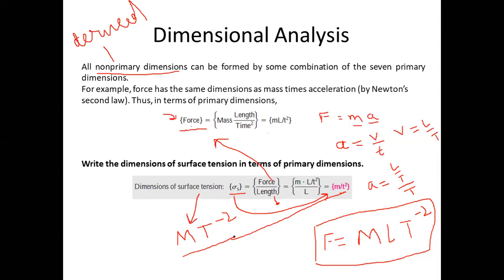You know the unit of surface tension is Newton per meter. But Newton is not a fundamental unit. Newton depends upon mass into acceleration. So if you rewrite Newton into mass into acceleration, and rewrite acceleration into fundamental terms, you will get this quantity here. So we need to rewrite derived dimensions into primary dimensions.